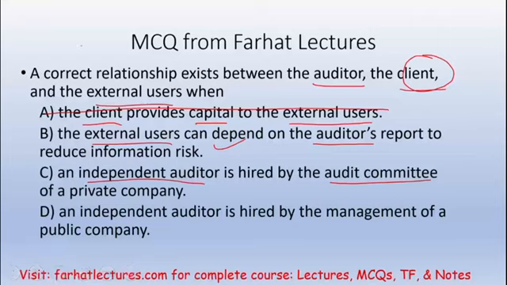D: an independent auditor is hired by management of a public company. This is incorrect, the independent auditor is hired by the audit committee. That's also incorrect, and C is incorrect because it does not include the client as part of this picture. So in B, the external users depend on the auditor's report to reduce information risk that's coming from the client. So the answer will be B as in boy.